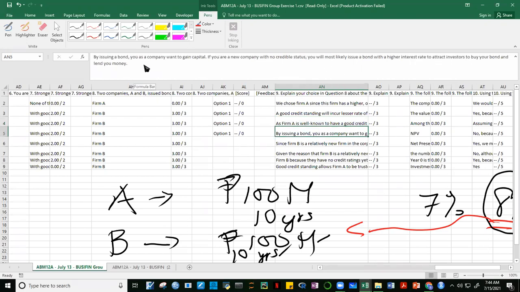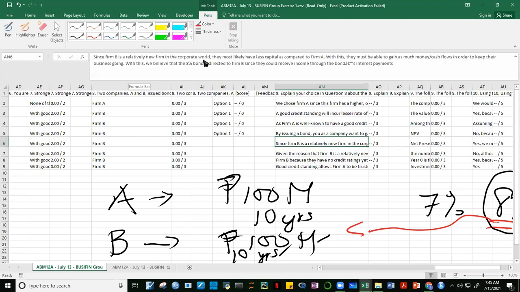This is the reason we're looking for. By issuing a bond, the company wants to gain capital. If you are a new company with no credible status, you will most likely issue a bond with a higher interest rate, to attract investors to buy your bond and lend you money. That's correct. Higher interest rate because you're newer, so more risky. Although risk wasn't mentioned here, it's important that we mention the keyword, which is risk.